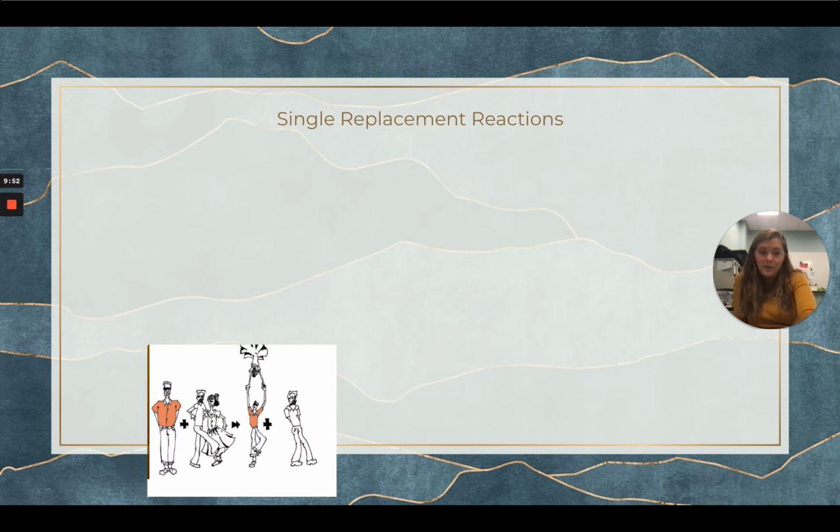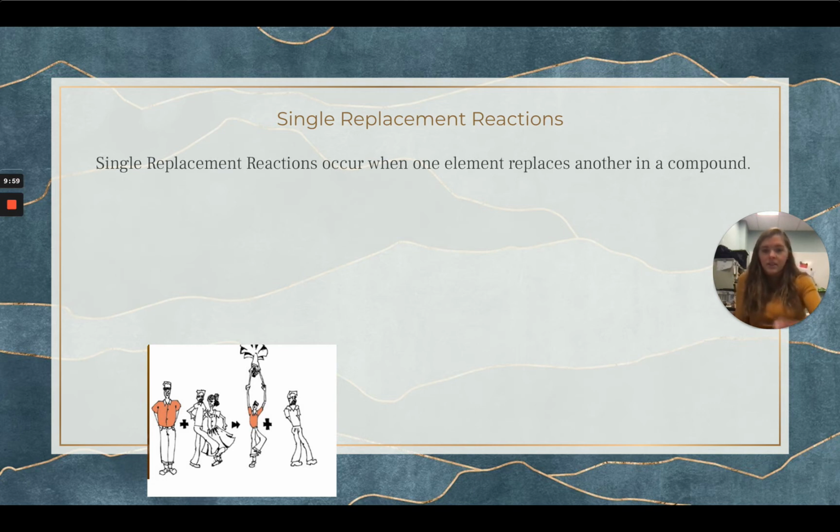Our next type of reaction we're going to talk about, we're halfway there, is a single replacement reaction. This is where things start to get a little bit tricky. So a single replacement reaction occurs when one element replaces another. So one thing is replacing another thing, and it's just happening one time.